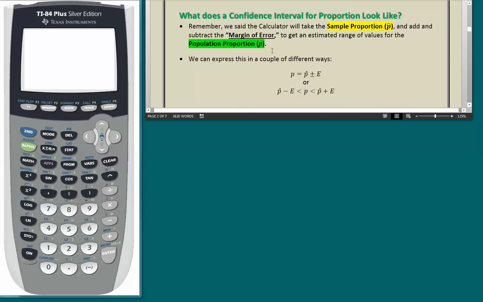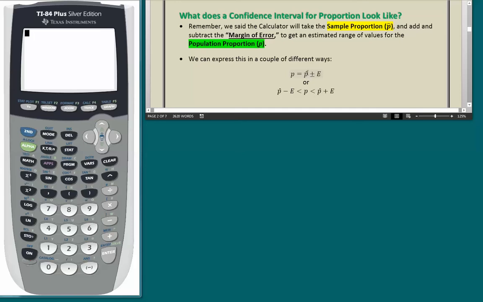We can express this a couple of different ways. Here you see P, and I'm going to take some time explaining what every part of this is. P, remember, is our estimate of the population proportion. So our estimate of the population proportion equals P hat, that's the sample proportion that we'll get from the problem, plus or minus E, that's the margin of error.